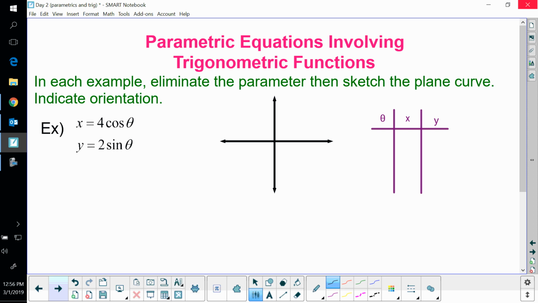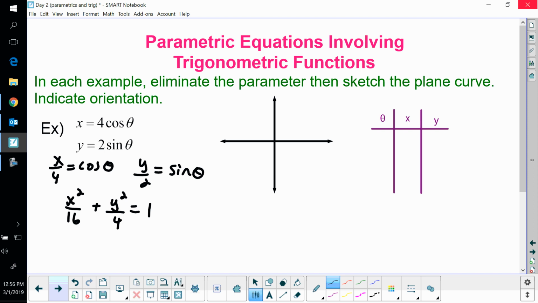All right, going down to the bottom, we're going to do a similar type idea to eliminate the parameter. So we'll have x over 4 equals cos theta, and we'll have y over 2 equals sine theta. So when we put that into our Pythagorean property, we're going to have x squared over 16 plus y squared over 4 equals 1. Well, those bases are not the same, so that's not a circle. We've got a plus, so this is an ellipse.